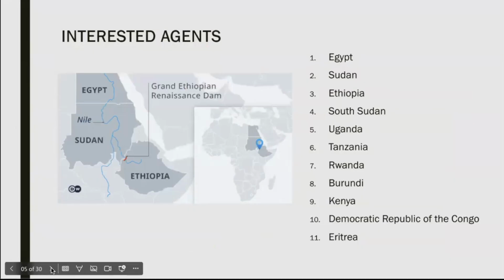So who are the interested agents? There's a total of 11 countries that border the Nile River Basin or the Nile River directly, but the three that we want to focus mainly on today are Egypt, Sudan, and Ethiopia, as these are the three that border the Blue Nile or are connected to the Blue Nile by the Nile River.